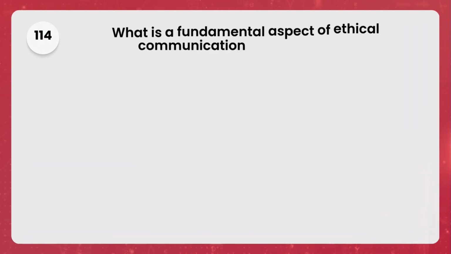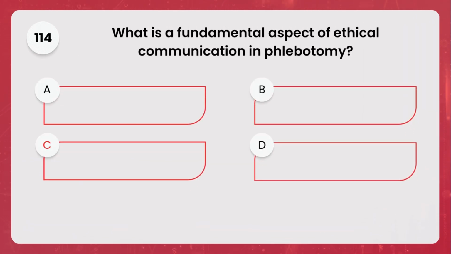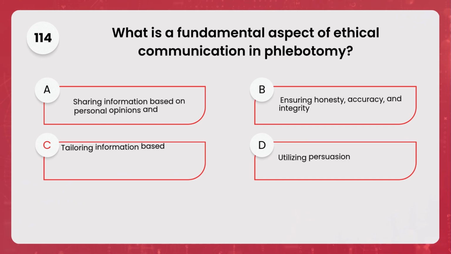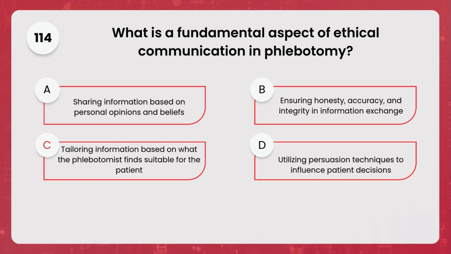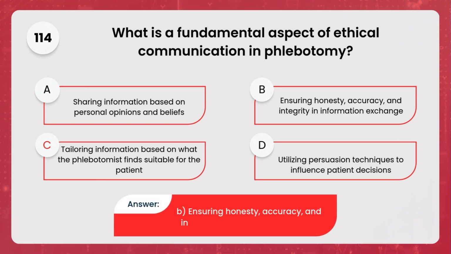Number 114. What is a fundamental aspect of ethical communication in phlebotomy? A. Sharing information based on personal opinions and beliefs. B. Ensuring honesty, accuracy, and integrity in information exchange. C. Tailoring information based on what the phlebotomist finds suitable for the patient. And D. Utilizing persuasion techniques to influence patient decisions. The answer is B. Ensuring honesty, accuracy, and integrity in information exchange.